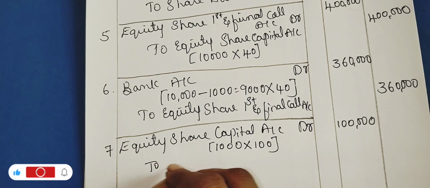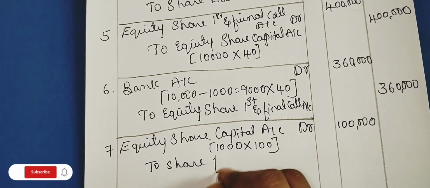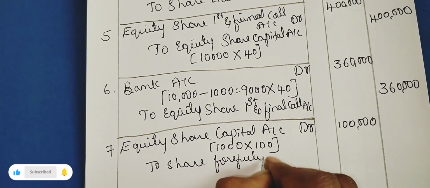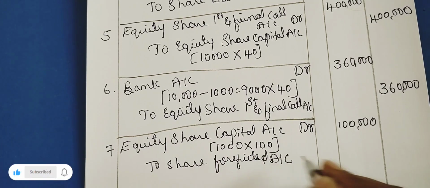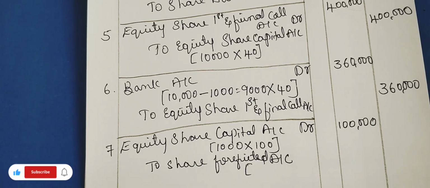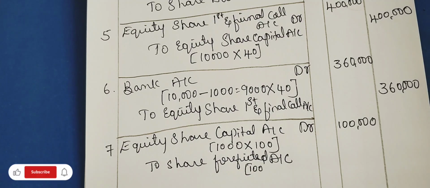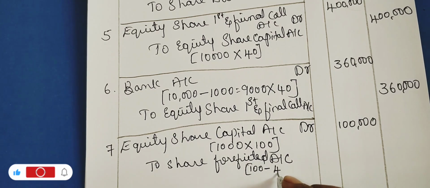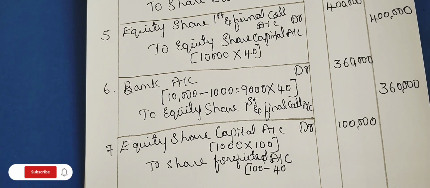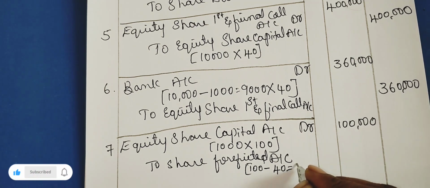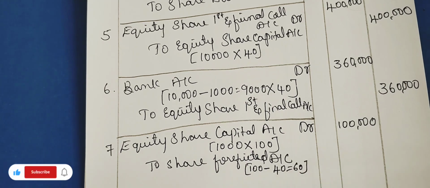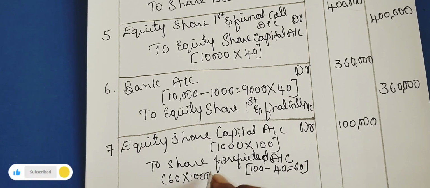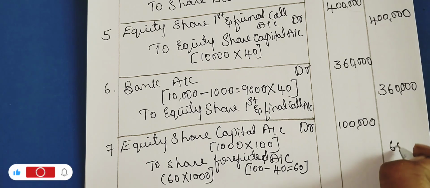Now, to share forfeited account. Face value is 100. In this, minus 40. 40 rupees is the value of your first and final call. What is the remaining balance? The 60 rupees. So this you need to take down. 60 into 1,000 is 60,000.